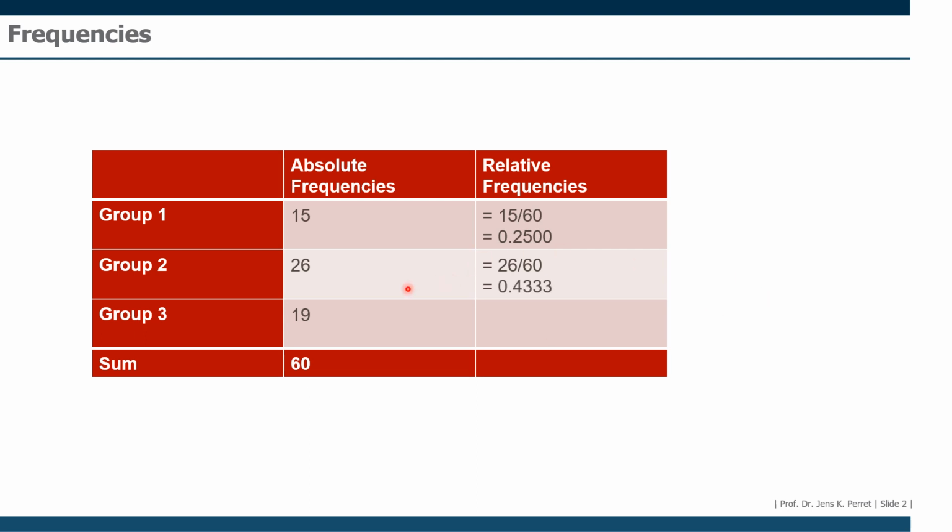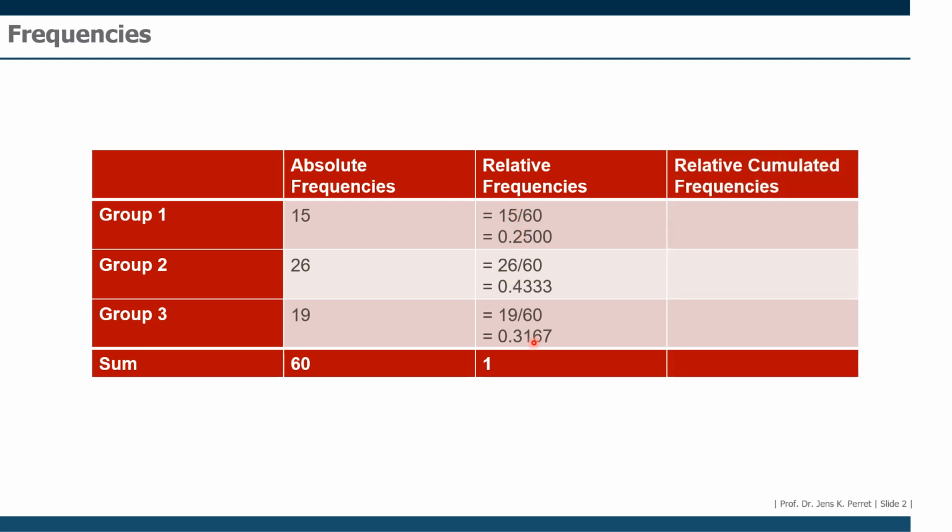Then it's 26 divided by 60, giving us here roughly 0.4333 or 43.33%. And finally, 19 over 60 or roughly 0.3167. The interesting thing, if you want to control whether you calculated them correctly, is by adding up those relative frequencies as well, because in the end they always need to end up being 1. Well, here it's the case, so we worked decently well.